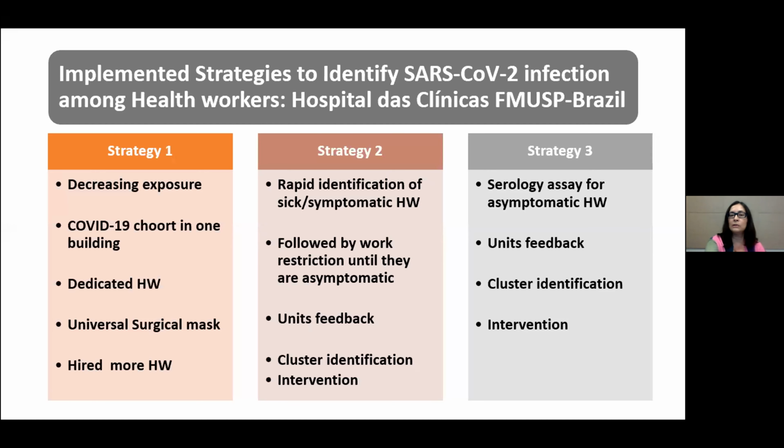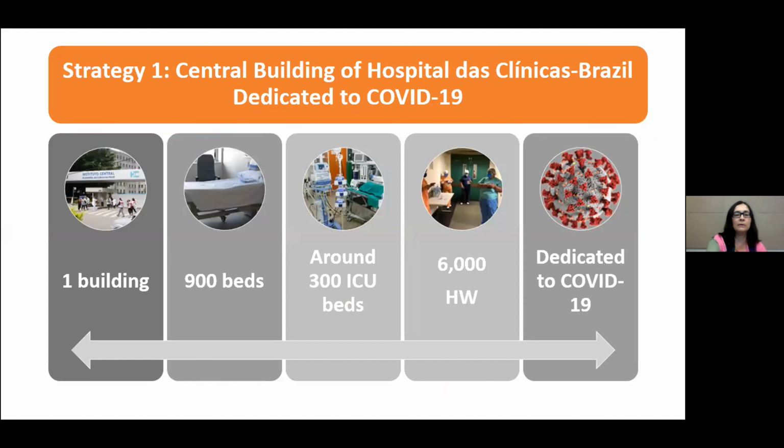The second strategy was rapid identification of sick, symptomatic health workers, followed by work restriction until they are asymptomatic, and giving units feedback, identifying clusters, and providing intervention. And thirdly, the strategy was to provide serology to asymptomatic health workers, and again give units feedback, identify clusters, and also provide intervention. So I will talk a little bit more about this hospital, this building that is dedicated to COVID-19.